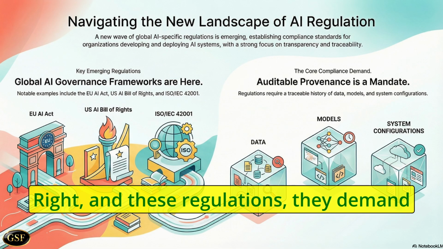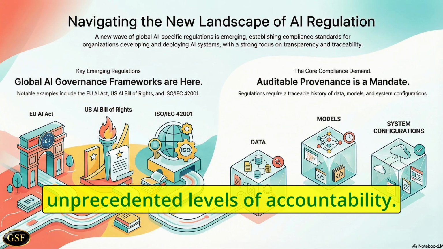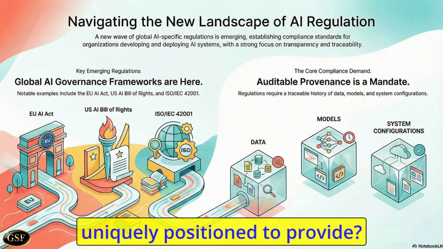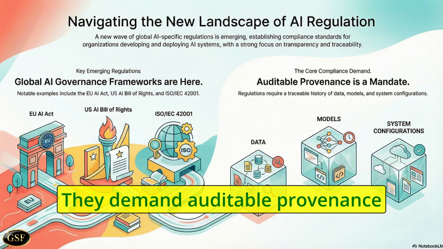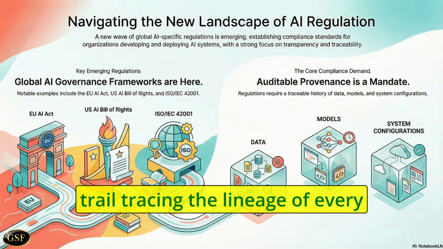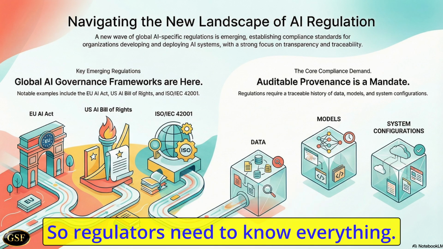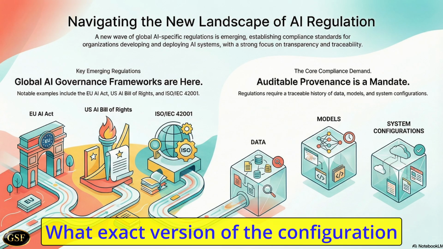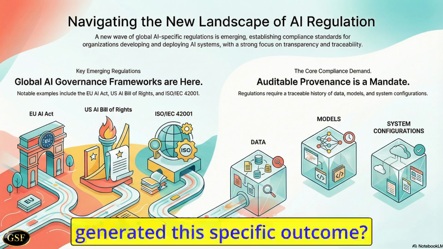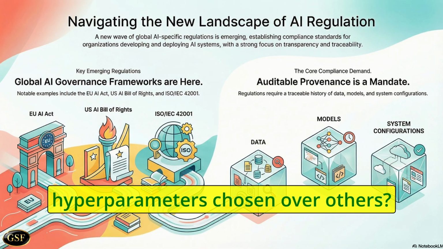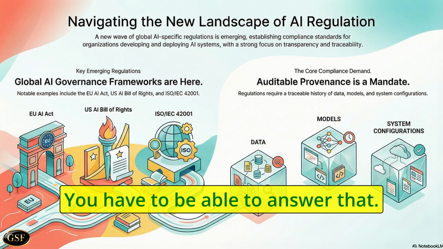Right. And these regulations demand unprecedented levels of accountability. And what's the specific thing they're demanding that CM is uniquely positioned to provide? They demand auditable provenance. That means a complete, unassailable paper trail tracing the lineage of every single deployed model. So regulators need to know everything. Was this model trained on compliant data? What exact version of the configuration generated this specific outcome? And critically, why were these hyperparameters chosen over others? You have to be able to answer that.